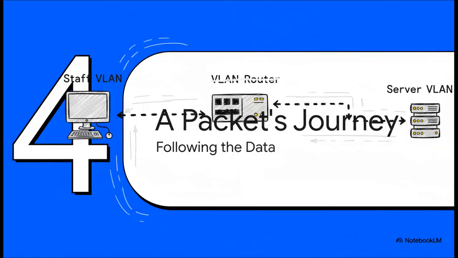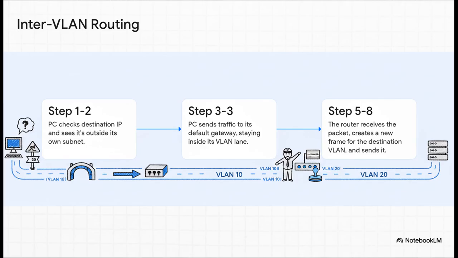Now that we've built the roads and the address system, let's do something fun. Let's actually follow a single piece of data as it travels across our network. How does a PC in the staff VLAN talk to, say, a server that lives in a totally different VLAN? All right, let's walk through this journey.